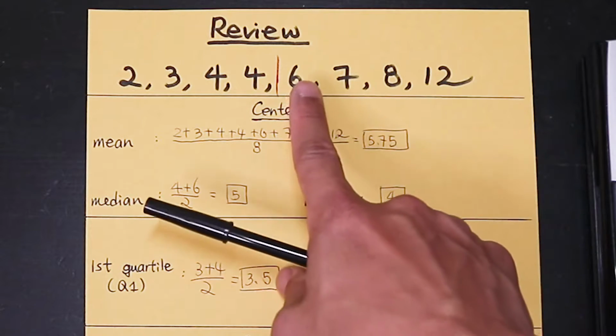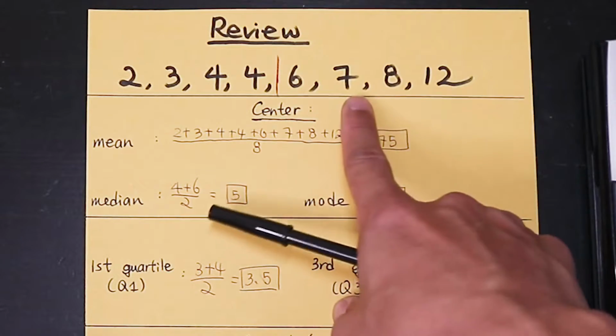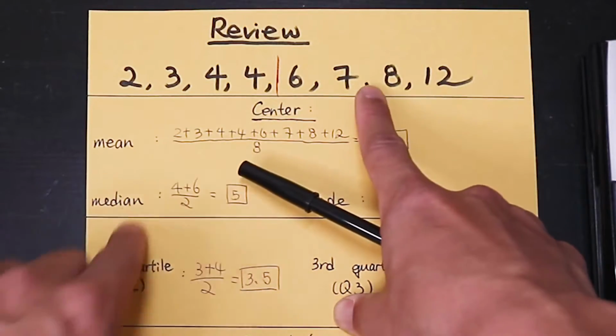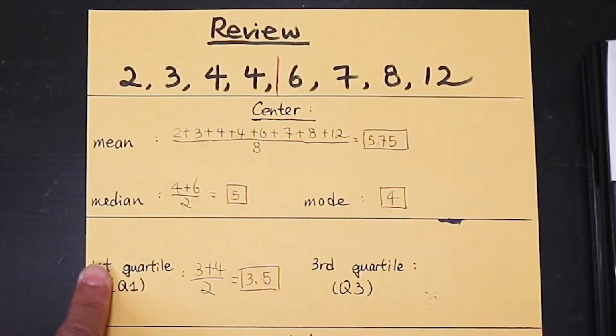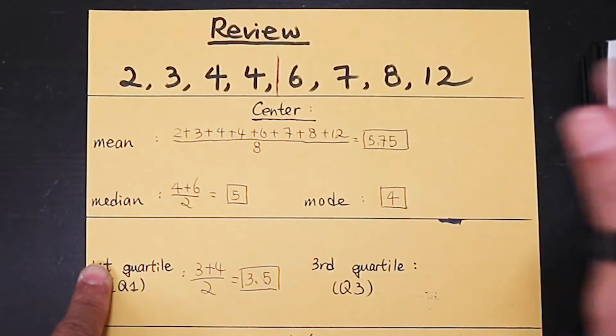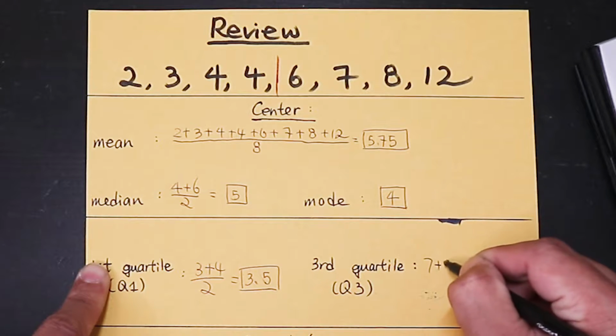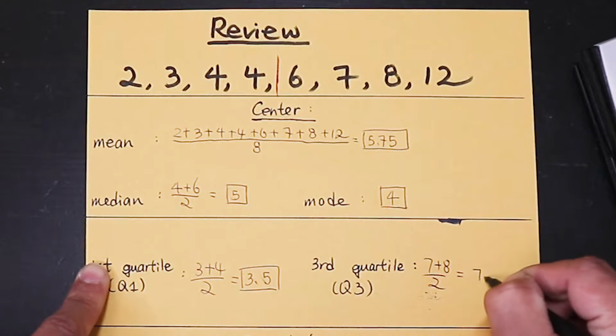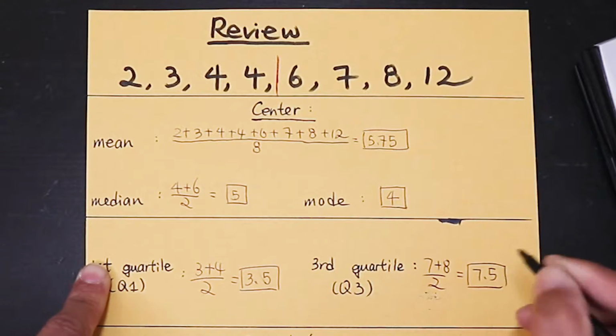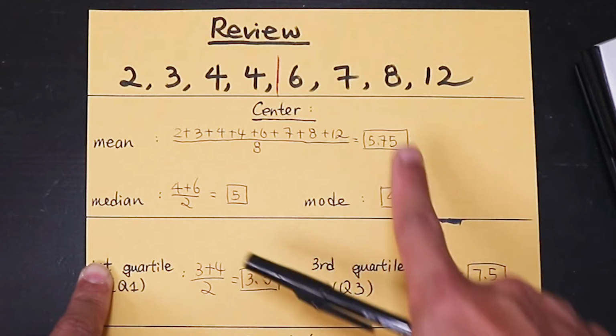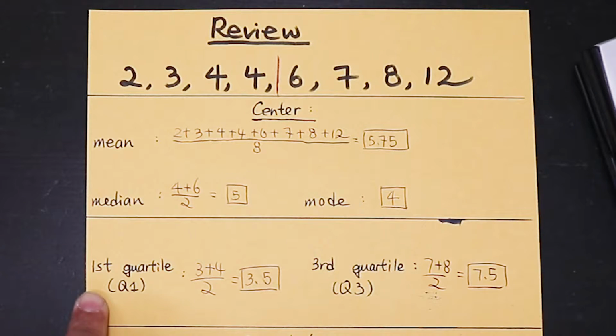So same thing, since there's 4 numbers, you're going to take one pair out, and then you notice that there are 2 numbers right in the middle. So to find the middle number right in between these 2 numbers, you're going to add them, and then divide by 2, and you'll get 7.5. Or you could argue that 7.5 is right in between the number 7 and the number 8.